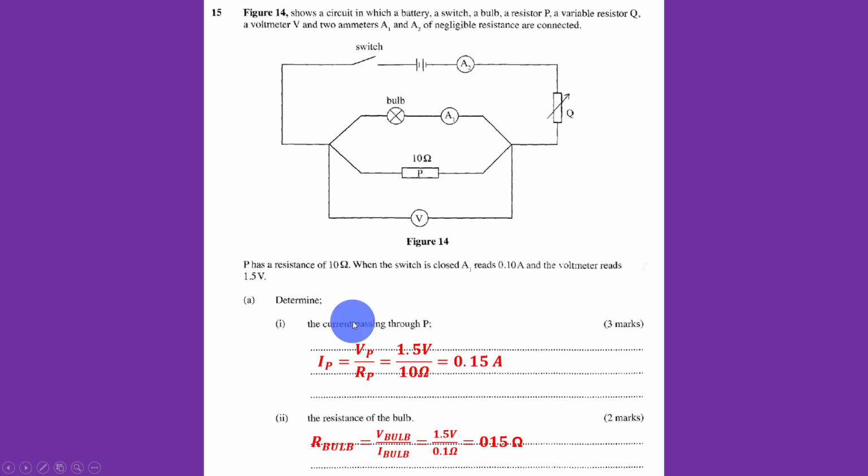So this is how I worked them out. Current through P is equal to potential drop across P over the resistance of P, and I got that. The resistance of the bulb is equal to the potential drop across the bulb divided by the current through the bulb. And again, that is what we have discussed. And that resistance, actually, is supposed to be 15 ohms. So just to change that answer here, because 1.5 divided by 0.1 amperes is supposed to give me 15 ohms.